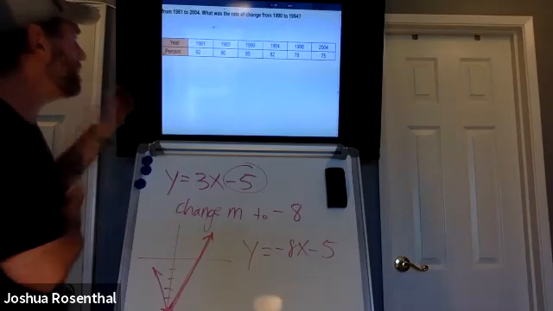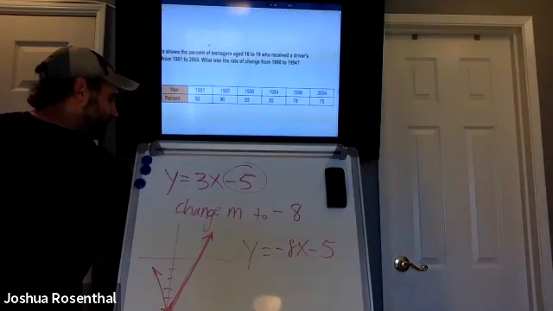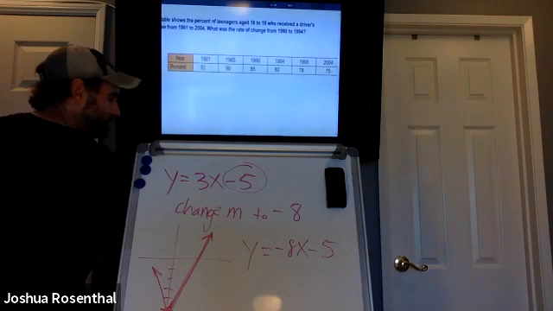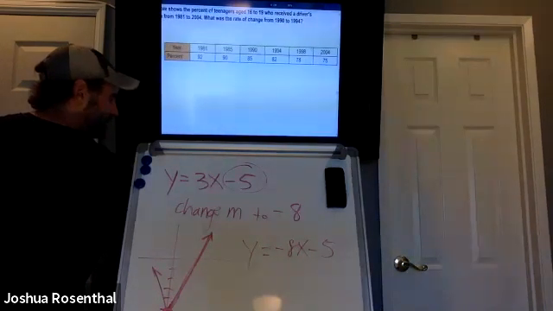So from 1981 to 2004, what this table is showing, I don't want to make it any smaller. The table shows the percent of teenagers. So those numbers are the percents of teenagers who received a driver's license.